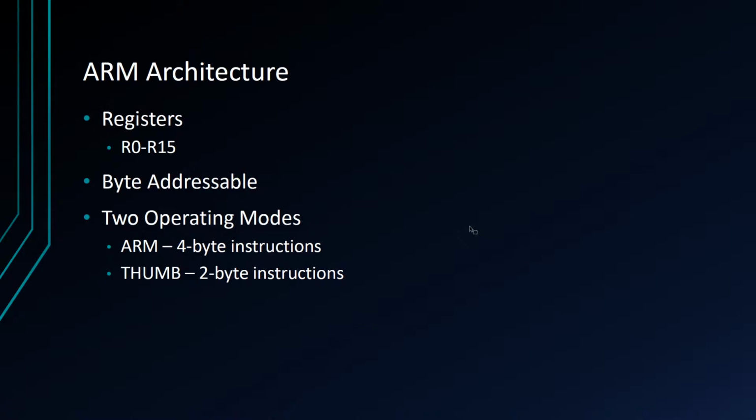So ARM consists of a set of registers, right, like any other processor would. Registers are physical, hyper-fast memory that live inside of the processor, and the registers allow us to do quick math operations inside the processor. ARM is a byte addressable architecture, which means that you can ask it to pull memory from any address. It doesn't have to be 4-byte aligned like some architectures do, like MIPS.